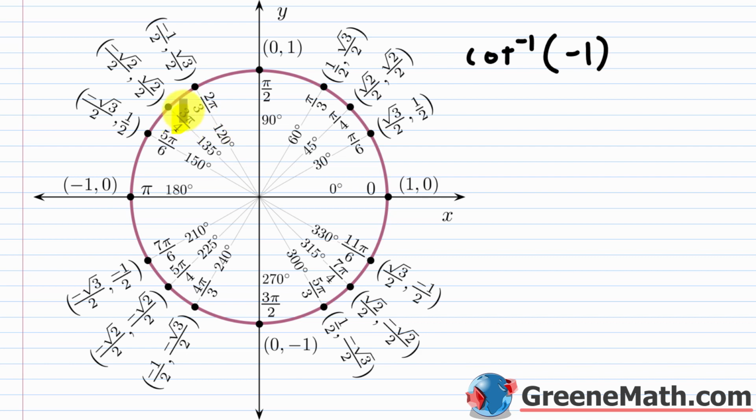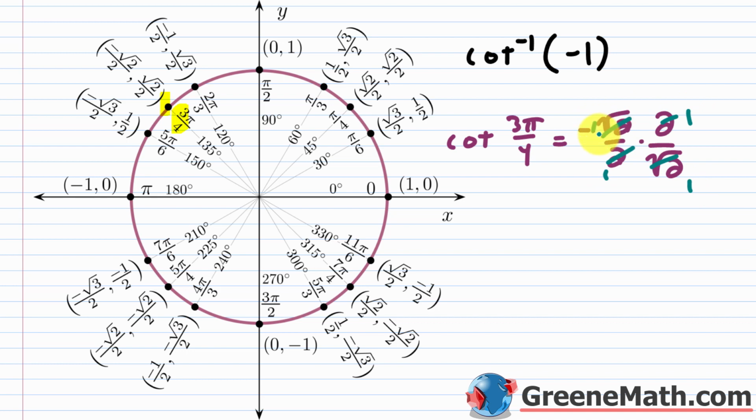A lot of you know that's going to happen right here at 3 pi over 4. Because if I think about the cotangent of 3 pi over 4, well, this is the cosine of 3 pi over 4, which is negative square root of 2 over 2, divided by the sine of 3 pi over 4, which is square root of 2 over 2. So I'm going to multiply by the reciprocal, times 2 over the square root of 2. These would cancel, and then these would cancel. So your result here is going to be negative 1. I know most of you know that the cotangent of 3 pi over 4 is negative 1. So that means the inverse cotangent of negative 1 is going to give me 3 pi over 4. Again, it's got to be within the range of the inverse cotangent function.